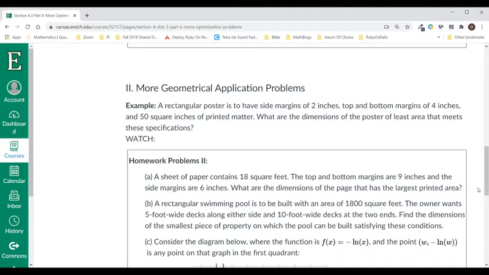It says, example: a rectangular poster is to have side margins of 2 inches, top and bottom margins of 4 inches, and 50 square inches of printed matter. What are the dimensions of the poster of least area that meets the specifications?